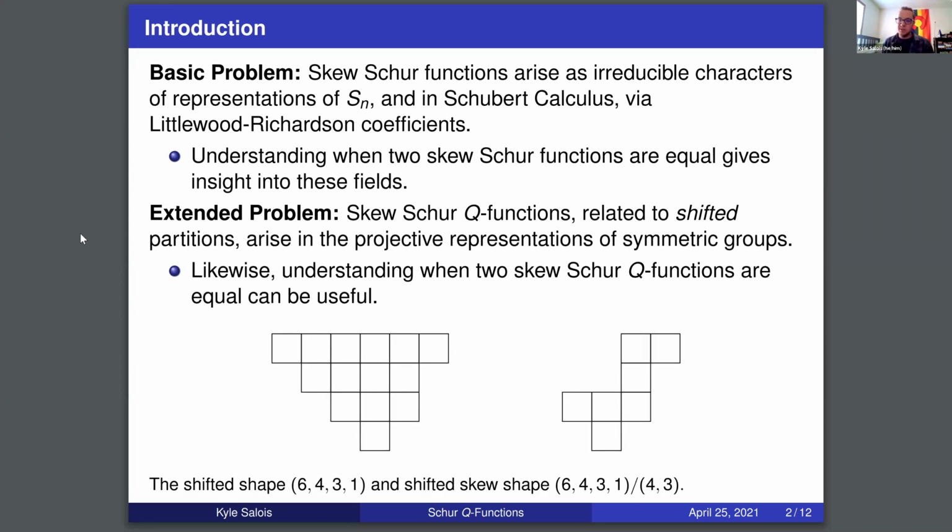If you're not familiar with shifted partitions, it is essentially a normal partition where you're shifting over each row by one more than the last row. So on the left here, we have the example of the shifted shape 6, 4, 3, 1. So I have 6 boxes in the first row, and then I move in one, I indent it, 4 boxes, and then indent 3 boxes, and then 1 box. And likewise, just like in normal partitions, we can take skew partitions. So on the right, I have this shifted skew shape. There's lots of S's in this talk. 6, 4, 3, 1, skew 4, 3, where I've removed the first 4 boxes from the first row and the first 3 boxes from the second row.